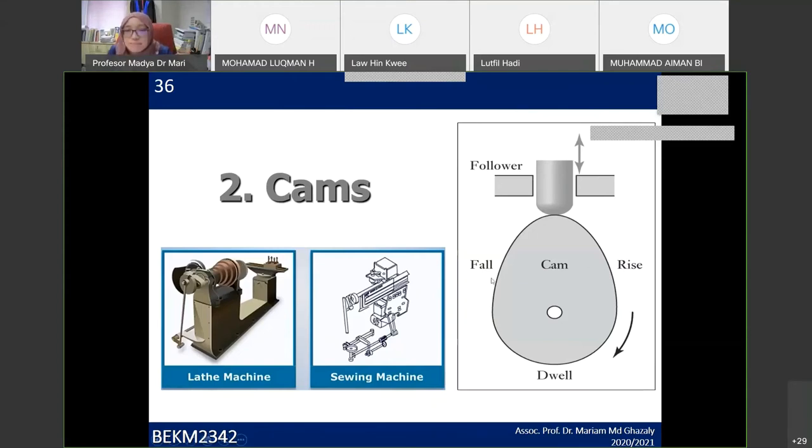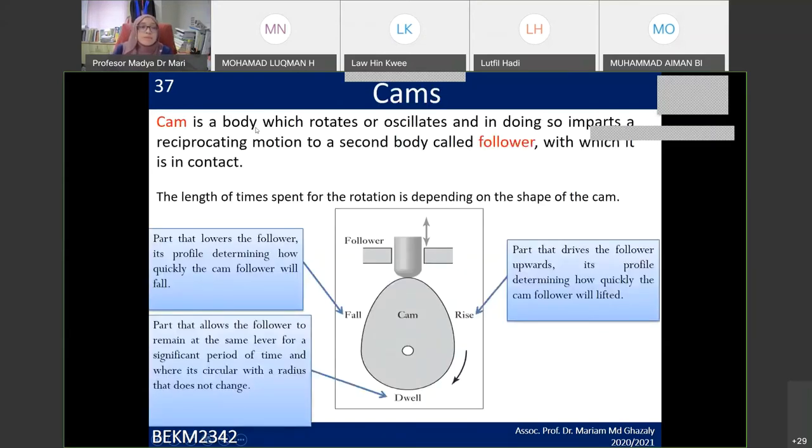Okay, you can see that this CAM is touching this follower, right? So when this CAM rotates, this follower will move up and down. So a CAM is a body which rotates or oscillates, and in doing so, imparts a reciprocal motion to a second body called the follower. As I explained just now, the CAM is going to rotate and impart linear motion to the second part, which is the follower. Okay? So we divide the CAM into three parts. We call them the fall, rise, and dwell.